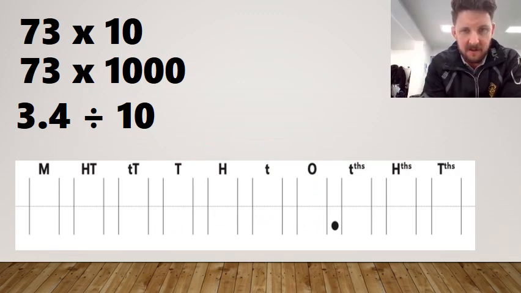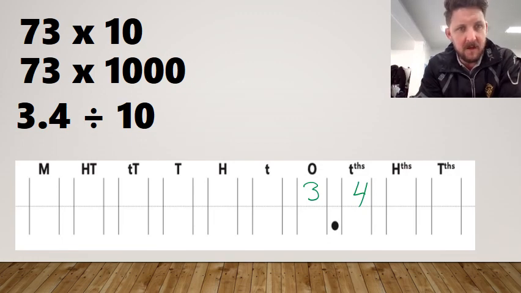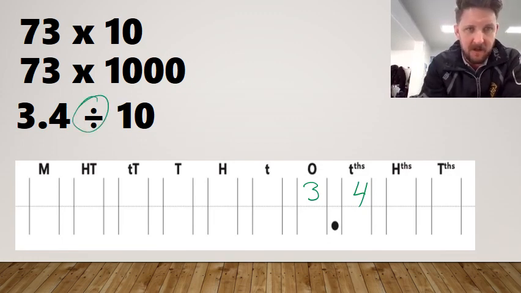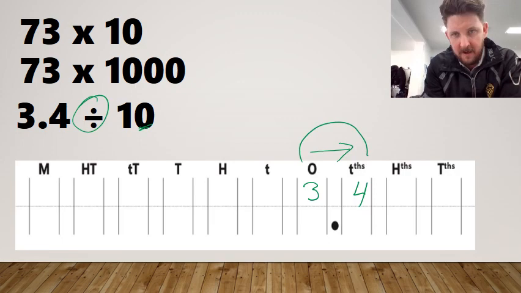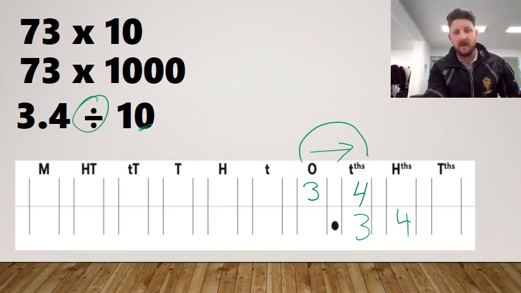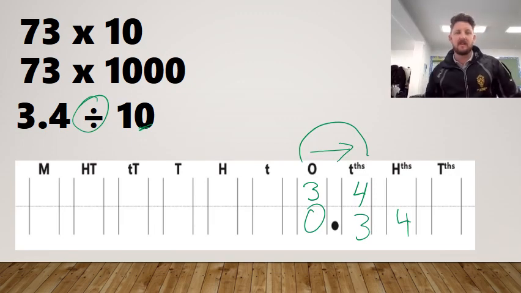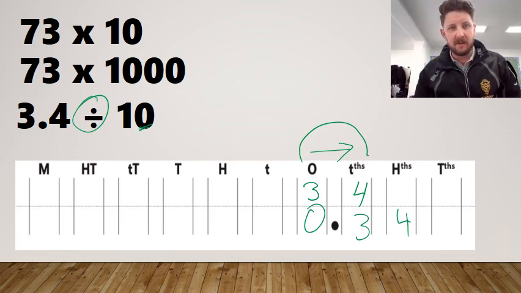And the last one is 3.4 divided by 10. So we know divided by, we're going to make the number smaller, 10, 1 zero. So if I make it smaller, we're going to go one place to the right. So one place, the 3 goes here, the 4 goes there, and we have 0.34.